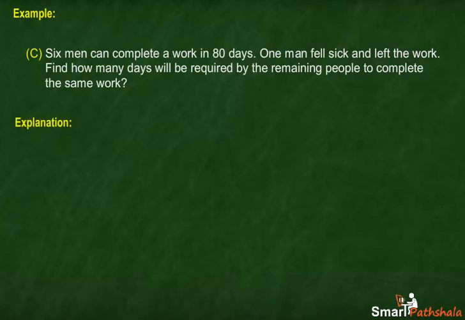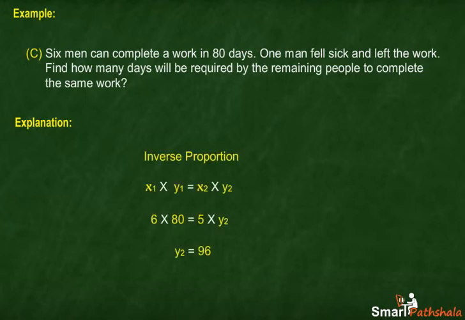Explanation. Lesser the number of men, more will be the time required to finish the work. Hence here we have inverse proportion. Here x1 is 6, y1 is 80, x2 is 6 minus 1, that is 5, then the value of y2 is calculated as 96. Thus, 5 men will complete the work in 96 days.